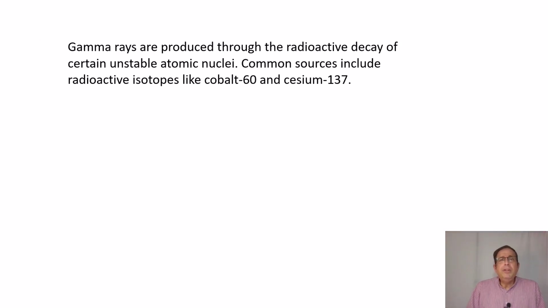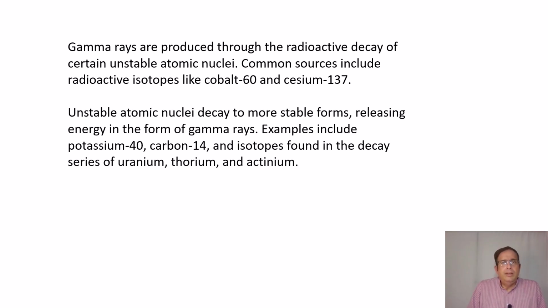So gamma rays are produced through the radioactive decay of certain unstable nuclei. Common radioactive isotopes like cobalt-60 and cesium-137, we have shown these two decay schemes in the earlier slide. Other nuclear decays are also possible, releasing energy in the form of gamma rays. They include potassium-40, carbon-14, and isotopes found in the decay series of uranium, thorium, and actinium.